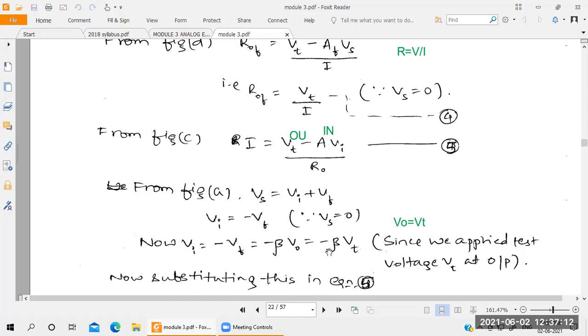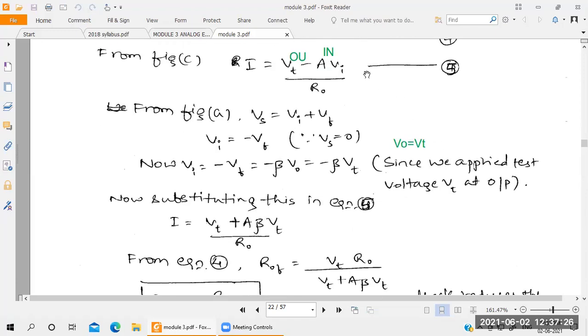So instead of writing V naught here, we can take the test voltage. V naught is nothing but the test voltage, so right now V naught is equal to Vt. That's why I can write minus beta into Vt. Substitute this in equation number 5, which is Vt minus A into Vi, divided by R naught. In the current equation we take Vt, then Vi is minus beta into Vt. Minus into minus will be plus. So you can write Vt plus A beta into Vt, divided by R naught.